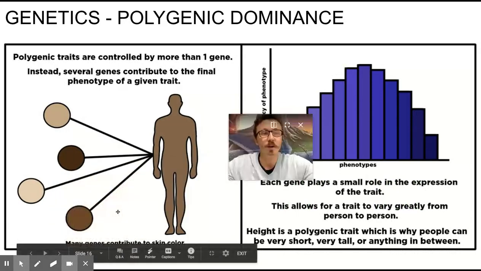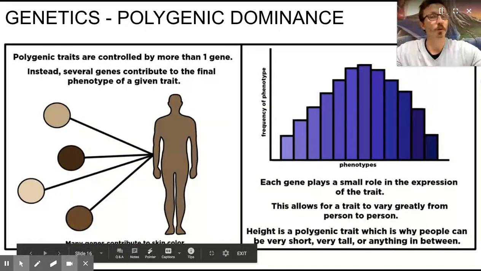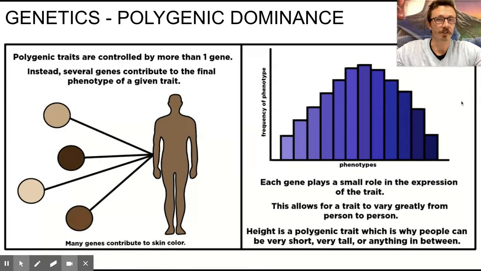Now, this is not always the case for various traits. There are going to be different patterns of inheritance or different ways in which our genes express themselves. And so with skin color, we have something known as polygenic dominance, right? So poly meaning many and genic referring to genes. So our skin tone is determined by many different genes acting together. And that's why we don't just see light skin and dark skin, right? You've got a whole wide variety or spectrum of skin tone.